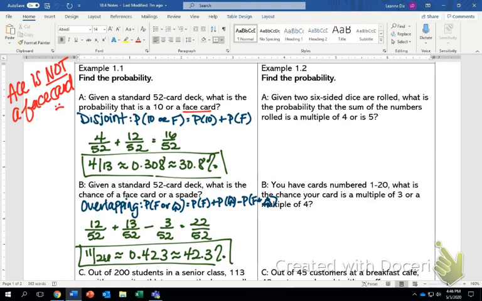Example 1.2a says, given two 6-sided dice are rolled, what is the probability that the sum of the numbers rolled is a multiple of 4 or is 5? Okay, so the second piece, or is 5, that means or equals 5. So we can actually go to 10-1, where it talks about the complement of an event.